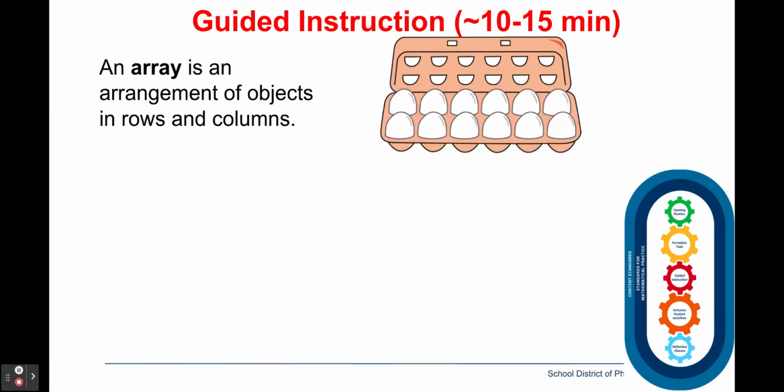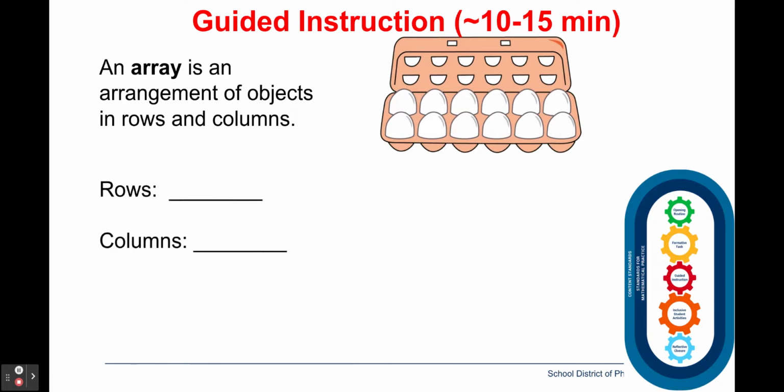This is about 10 minutes in second grade, about 15 in third. Students hopefully brought up the word array already, and if they did, I'll say that. You already brought up the word array. An array is an arrangement of objects in rows and columns. And I'll ask students, what does that mean, row? What does that mean, column? I might have to give them a definition, but I want to pull ideas from them.